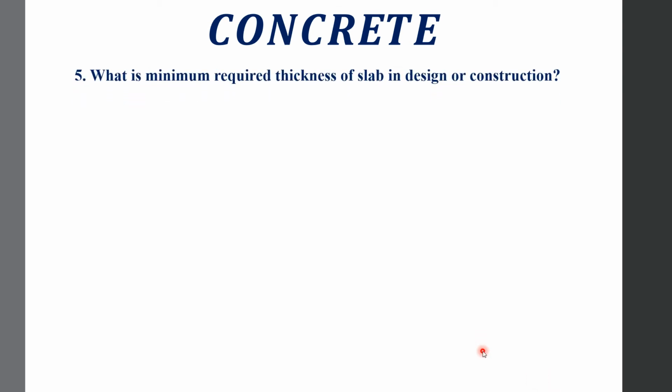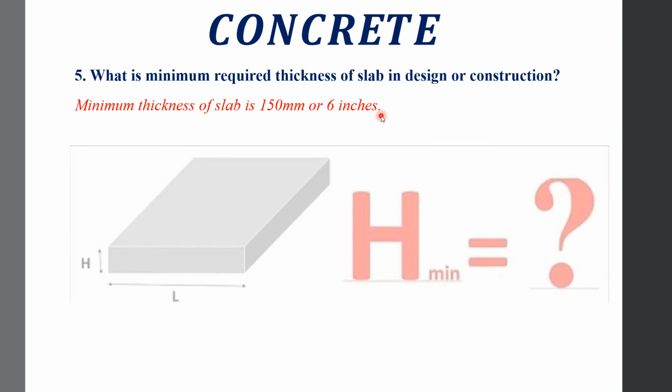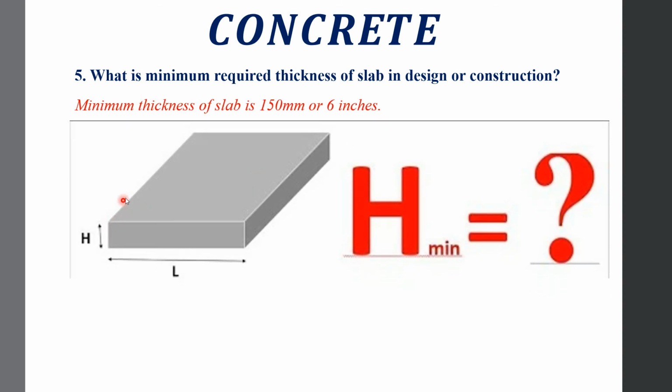Number fifth is, what is the minimum required thickness of slab in design or construction for civil engineering? The minimum required thickness of slab is 150 millimeters or 6 inches. From the figure, this is the length of slab, this is the width of slab, and this is the thickness of slab. The minimum required thickness h minimum is equal to 150 millimeters or 6 inches, as specified by ACI 318.